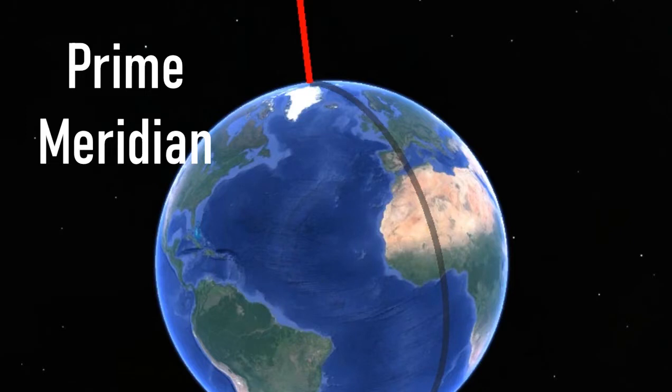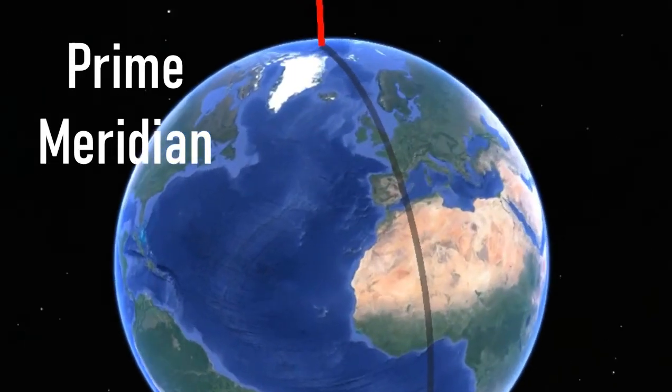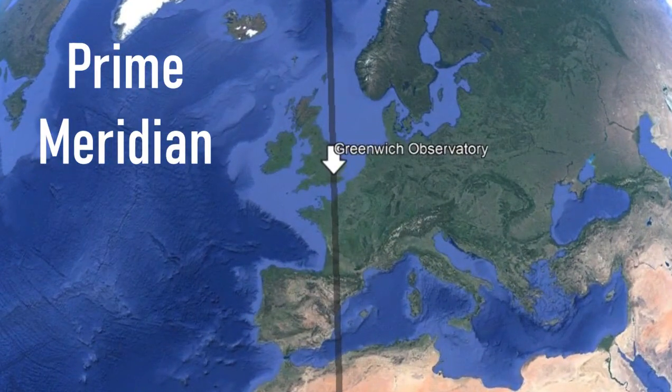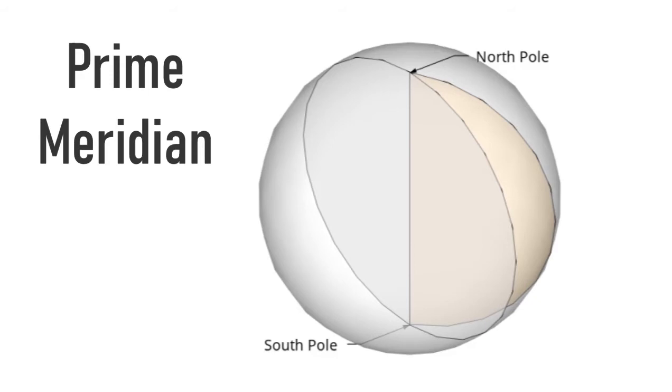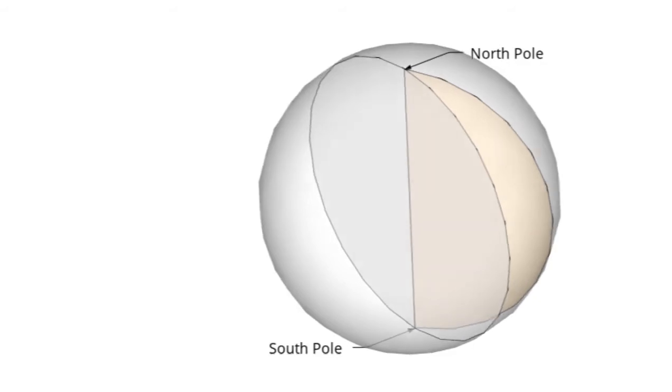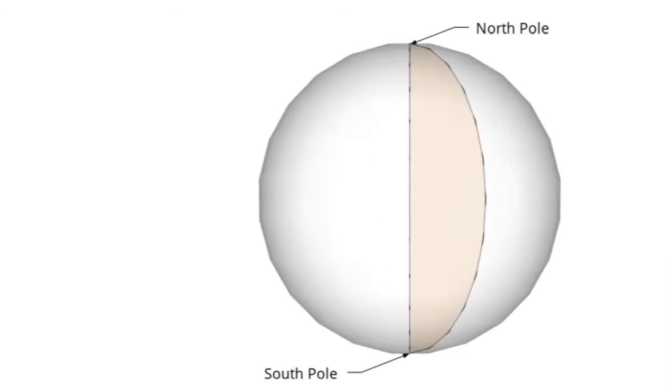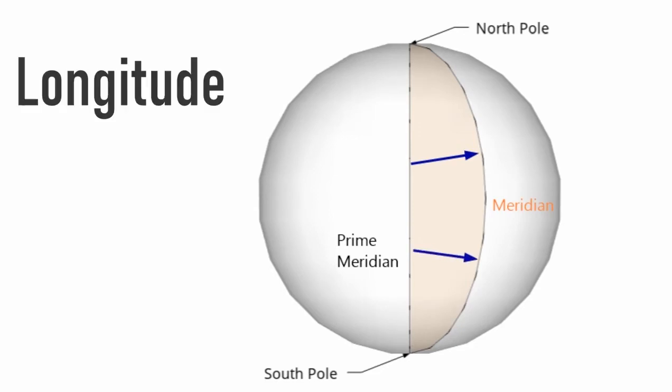The most important meridian on Earth is the prime meridian. This is the great arc that passes through Greenwich Observatory in London, and it's the reference plane from which all other meridians are measured. Now, a meridian gets its value because it helps us define a position on Earth based on its angular distance from the prime meridian. This angular distance is called longitude, and it's measured in degrees.